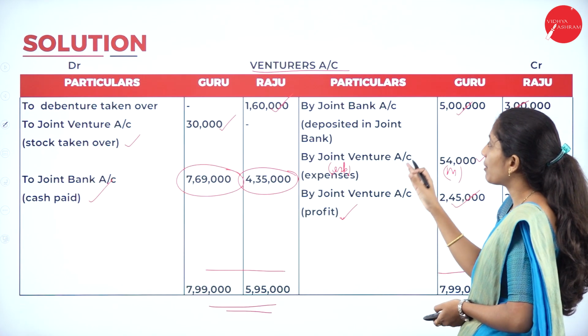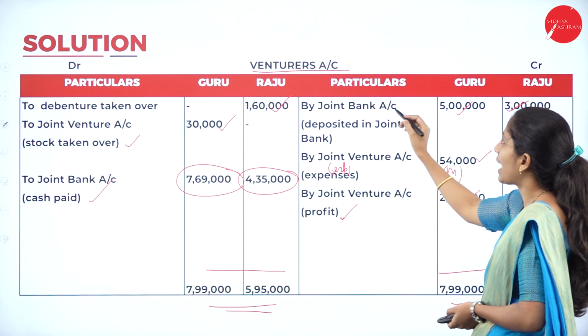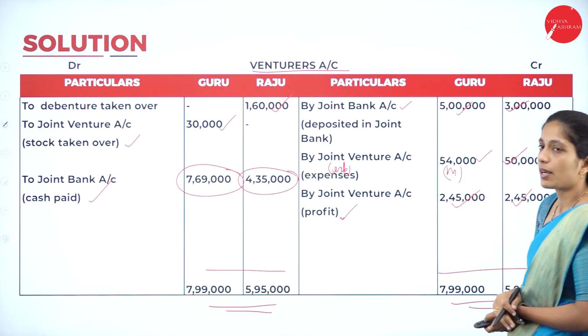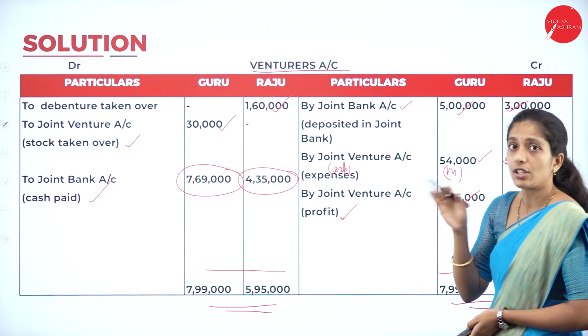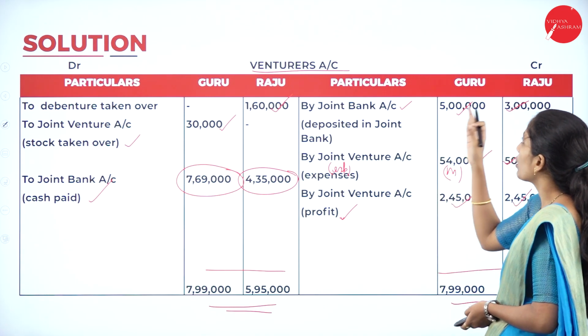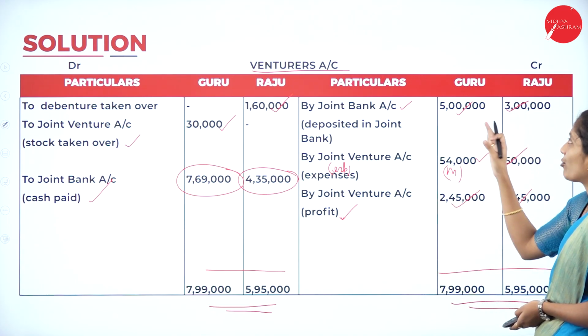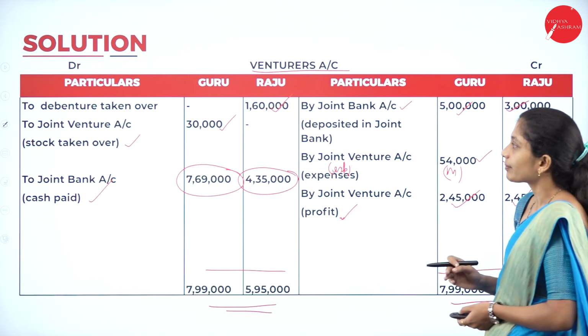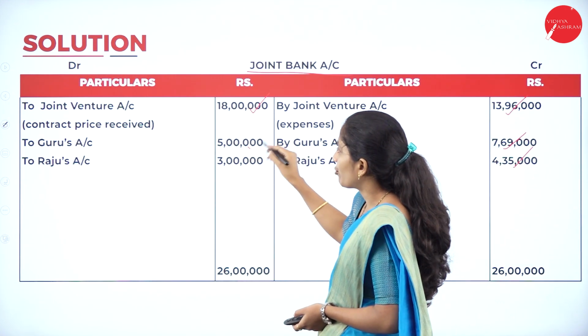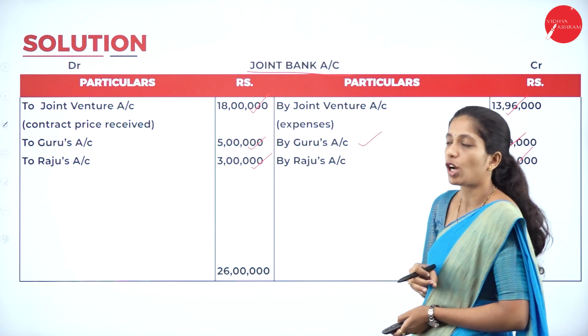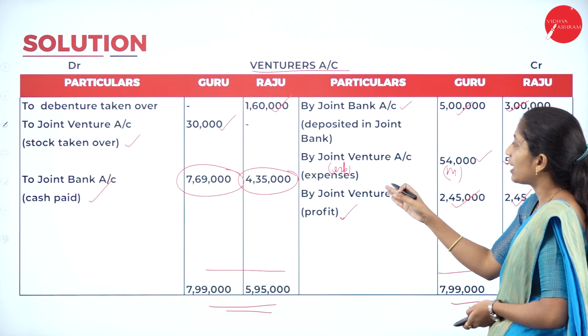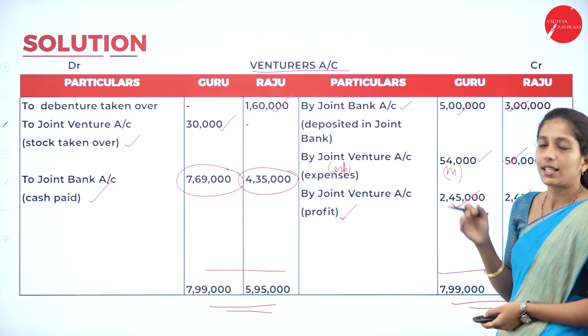In the same way, if you come to the credit side, here we have transferred, that is for joint bank account, that is deposited in joint bank. So how do you record in your joint bank account? To Guru's account 5 lakh, to Raju's account 3 lakh, that is the deposited amount in the joint bank account. Next, any other account? No. So there is no other joint bank account.